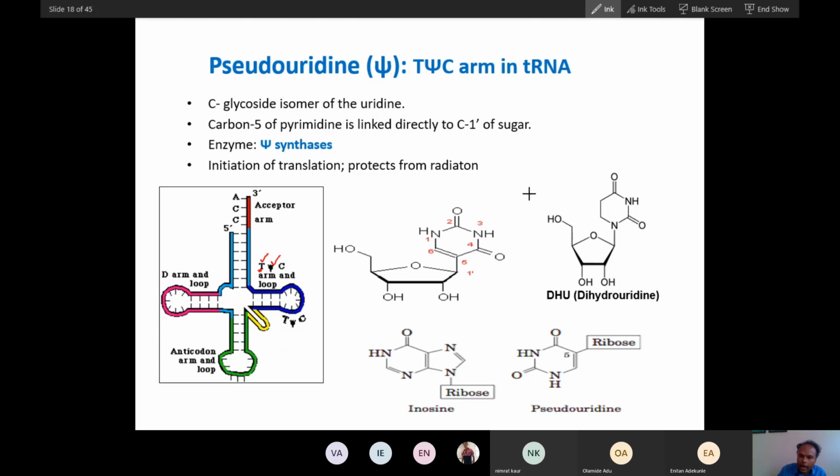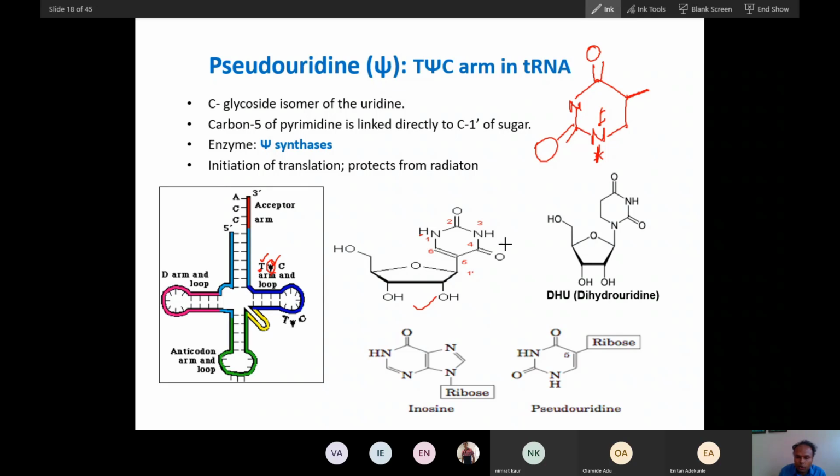What is pseudouridine? I have already explained. This is uracil. In uracil, the glycosidic bond is present at the number 1 nitrogen. But in pseudouridine, the glycosidic bond is present here, at 5. So normally it should be at 1, but it is at 5. Just the position of the glycosidic bond is changed. This is nothing but uracil. So this is called pseudouridine.